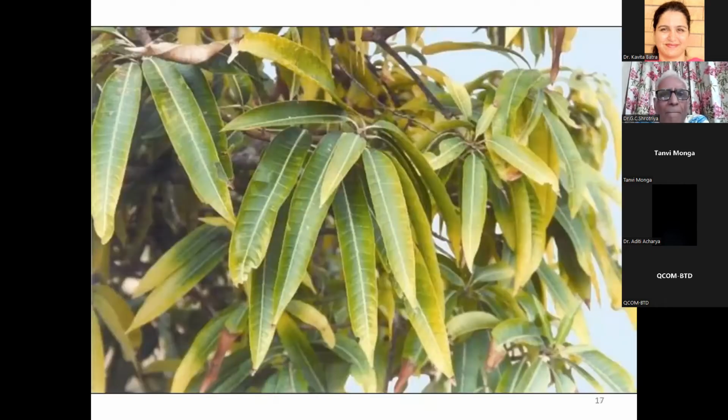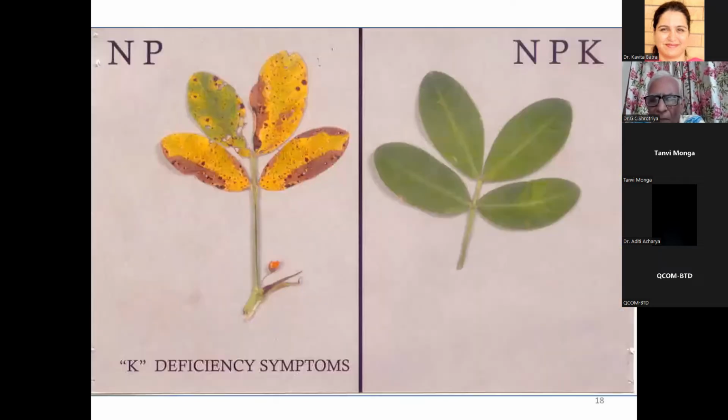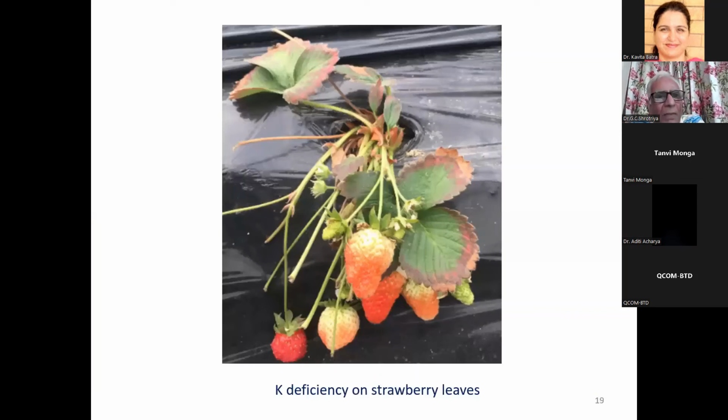Next slide. This is maize plant. This is on mango. See, the younger leaves are still green, but the older leaves are showing marginal deficiency of potash, marginal yellowing. Next, please. This is on groundnut. You see how the groundnut margins are affected, normal leaf and groundnut K deficient leaves. Next, please. Again, fruits.